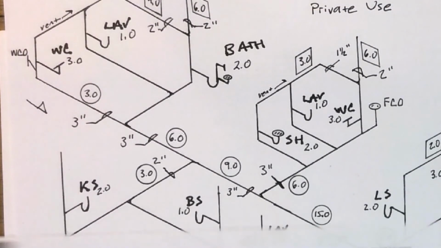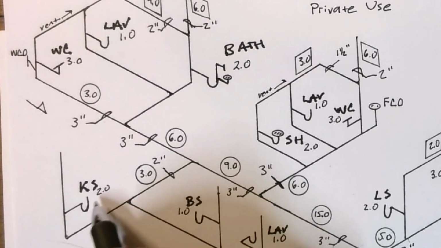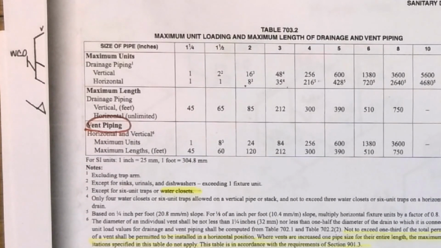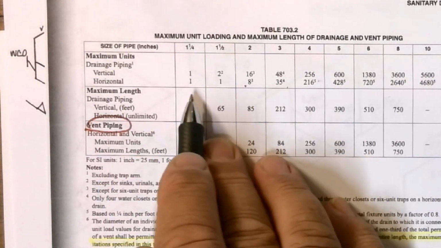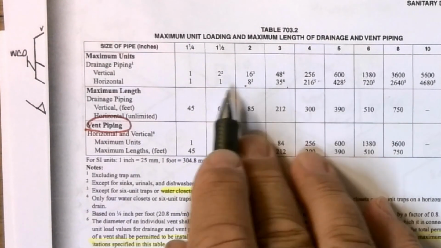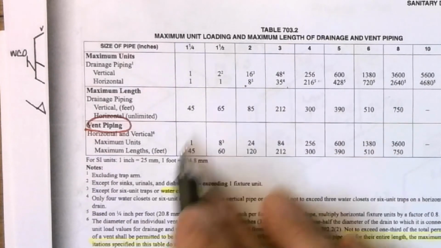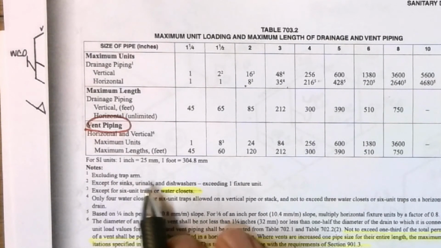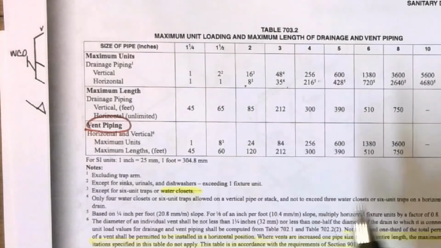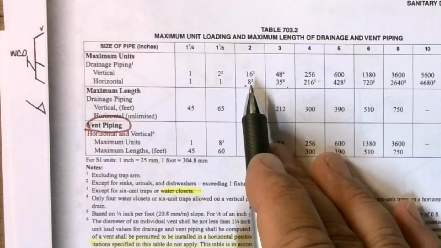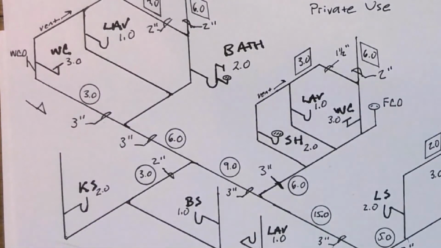So the kitchen sink, this one here with 2 fixture units, I'm coming down vertically before I go horizontally. Sheer numbers dictate that horizontally, there is no 1.5-inch horizontal. Really, you're going to run it in 2-inch. But that notation too says right here, except for sinks, urinals, and dishwashers exceeding 1 fixture unit. Well, this is a sink that exceeds 1 fixture unit. I've got to run that in 2-inch pipe. 2 fixture units, 2-inch pipe.